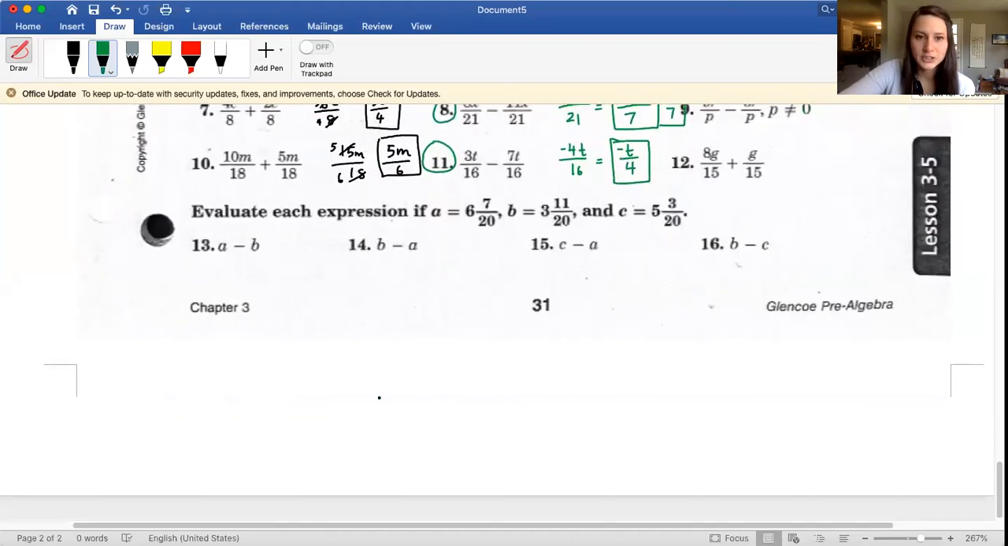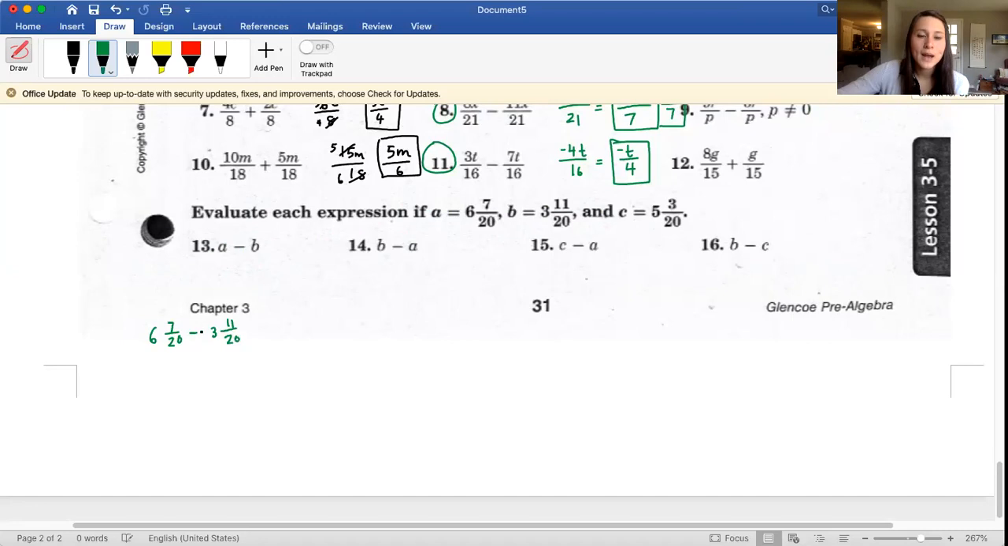Okay, our final little stretch here. We are going to plug in each variable and what they represent and work it out. And we've got some mixed numbers here. So we're going to work out subtracting mixed numbers. So number 13, a minus b. So a is 6 and 7 over 20 minus 3 and 11 over 20.